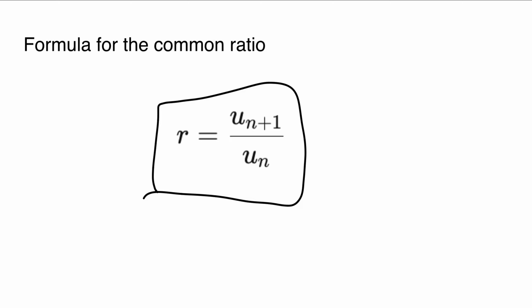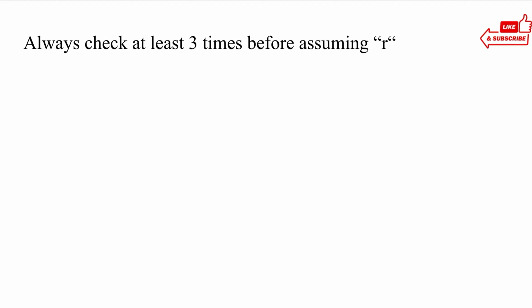So for example, in the sequence 6, 3, 1.5, to get the common ratio, you're going to take the next term, 3, and divide it by the previous term, 6. So 3 over 6, which means that the common ratio here is 1/2. And you always want to check at least 3 times before assuming r.